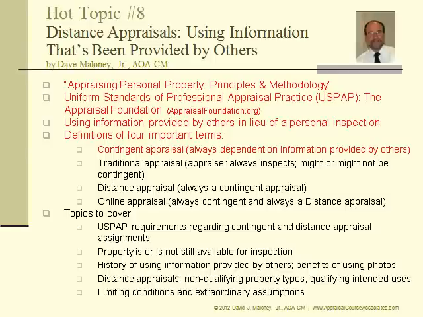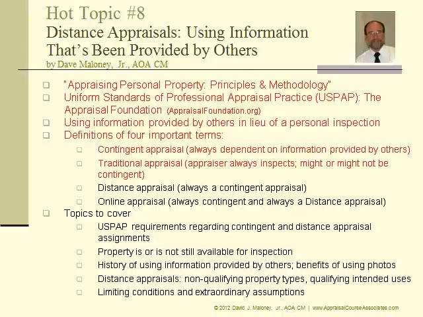A traditional appraisal, on the other hand, is one in which the appraiser personally inspects the subject property. The traditional appraisal always involves a personal inspection by the appraiser, but the assignment might or might not be contingent on information provided by others. In other words, the traditional appraiser could either develop an opinion of value without the assistance of others, as is most often the case, or the appraiser, if need be, could retain the services of others to assist in developing the appraiser's opinions, conclusions, or analyses.